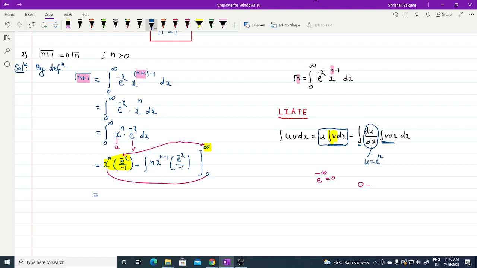Someone else who wants to tell the answer? Because few names are there. Okay, Shivani, continue. It's 0. That means the evaluation of the first term at upper limit and lower limit both becomes 0.